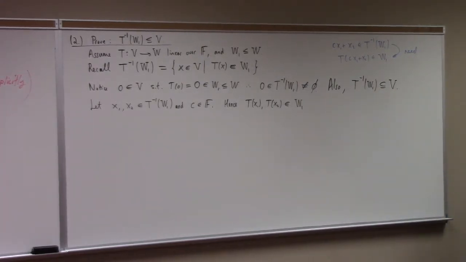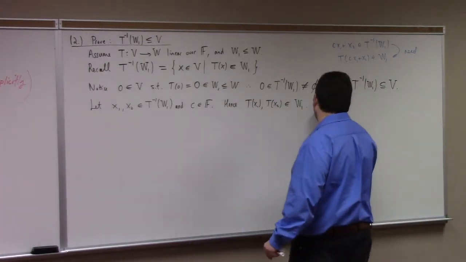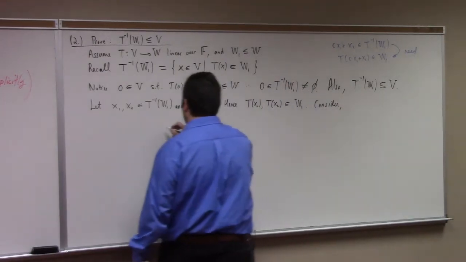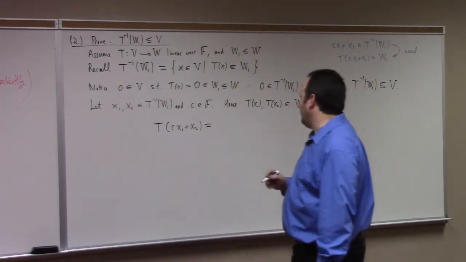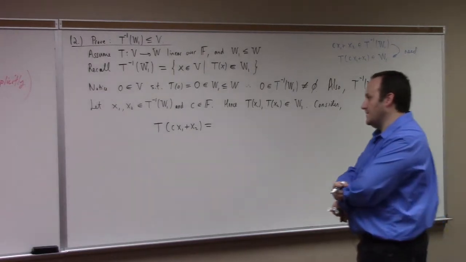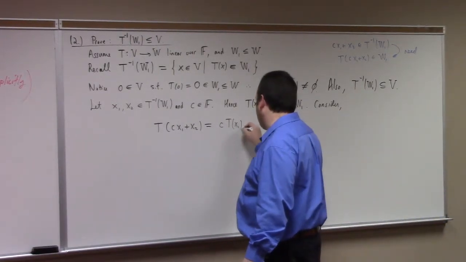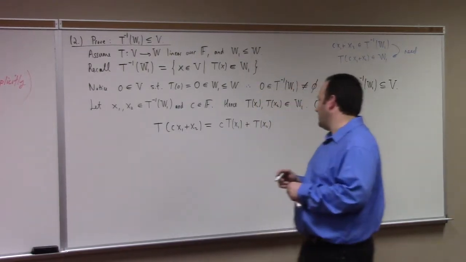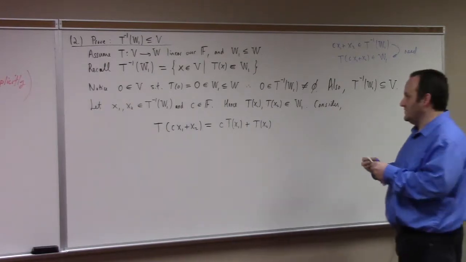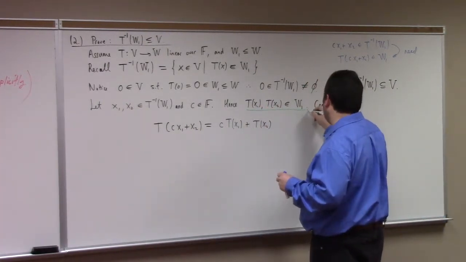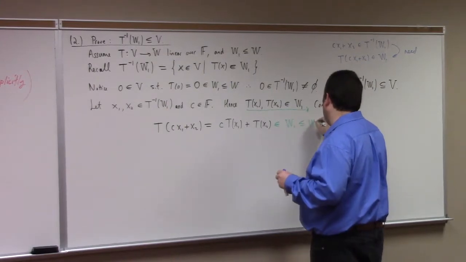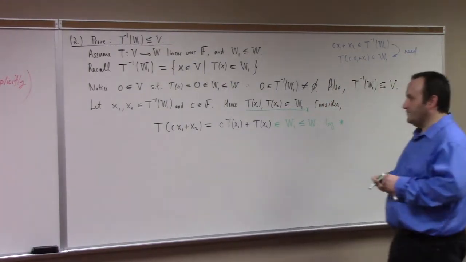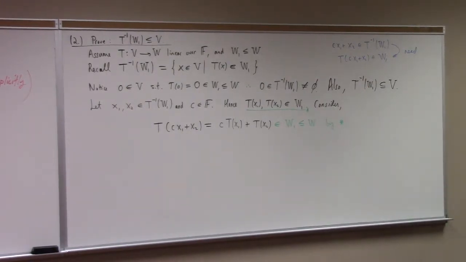So what I should do then is look at that. What is T of Cx1 plus x2? By linearity of T, that's C times T of x1 plus T of x2. And let me just use a label here, which is an element of W1, which is a subspace of W by star. Because the images of x1 and x2 are in W1, a linear combination of those is again in W1 because it's a subspace of W.